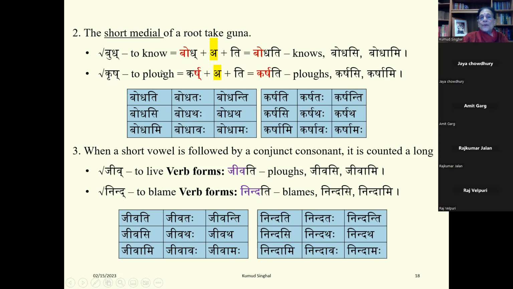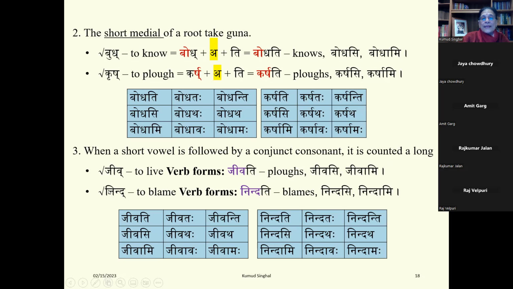Krish, to plow. So for ri, the guna is ar, so it becomes karsh, karshati. Your forms will be karshati, karshatah, karshanti, and so on. Now, jiv has a long vowel, so this doesn't take guna. Only a short medial vowel takes guna. A long medial vowel does not take guna. So jiv will remain as jivati, jivasi, jivami, and so on. Now, nind.